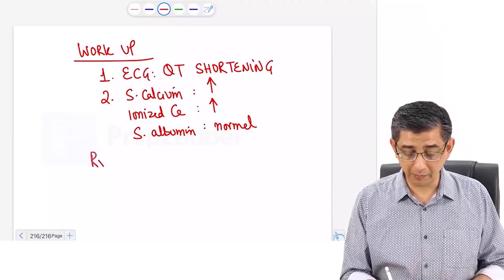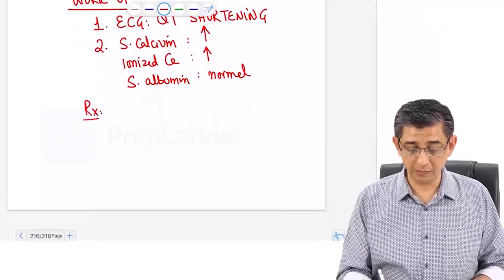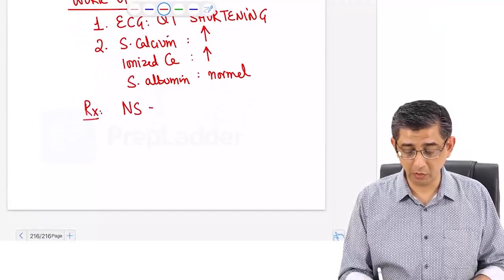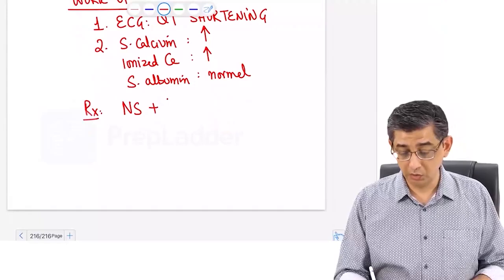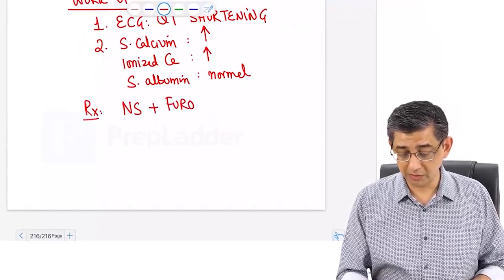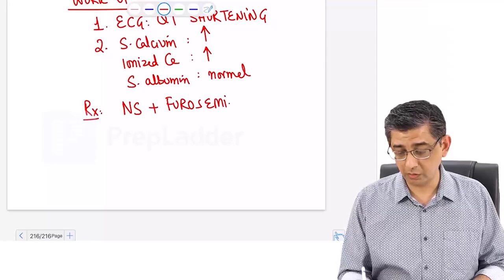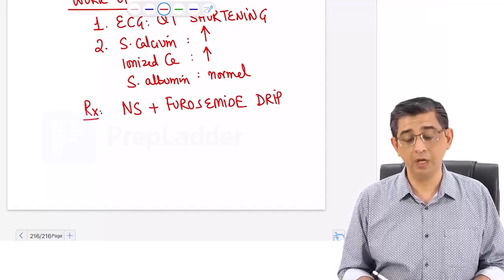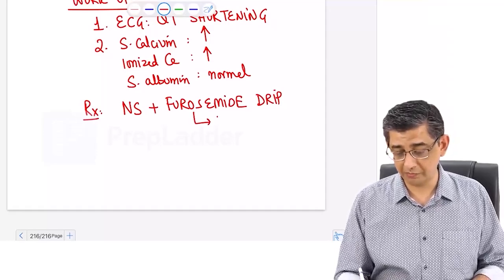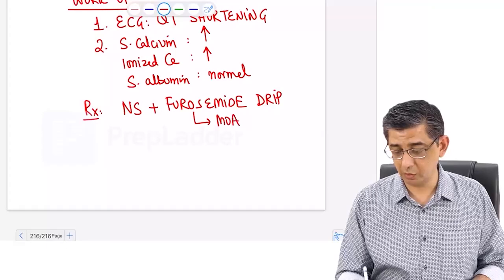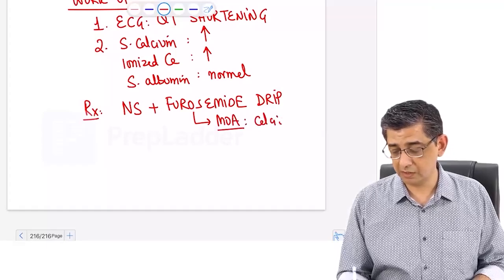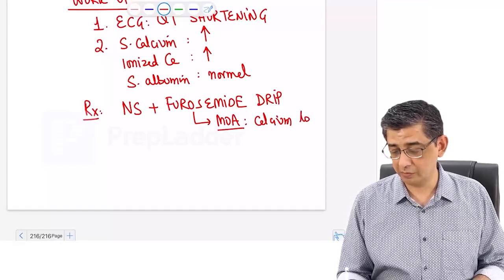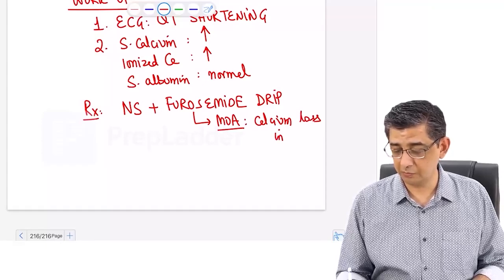Now is the time of treatment of this patient. First line management will be hydration. So I will be giving normal saline to the patient. To this bottle of normal saline, listen to the words carefully, you will be adding furosemide, which will go in the form of a drip to the patient. Why? Because furosemide's mechanism of action is that it will cause calcium loss in the urine. In fact, that is an important aspect that you need to remember. Furosemide is always to be given in the form of a drip.